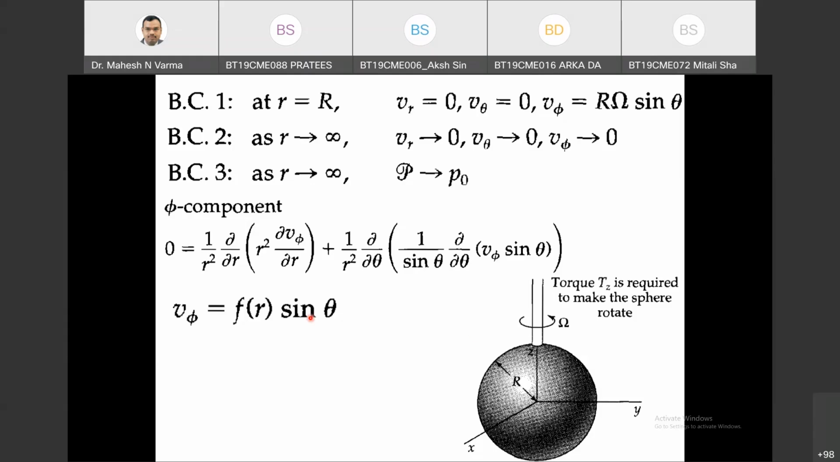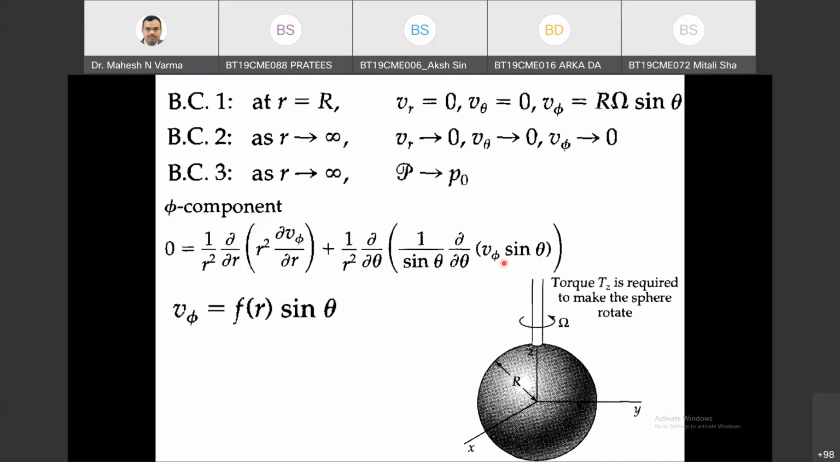So what will you get after substituting here? This is a function of r into sine theta, so you can take this sine theta out. This term will be sine theta divided by r square, d by dr of r square d by dr of f. Okay, Datta, this is okay? Yes, sir.